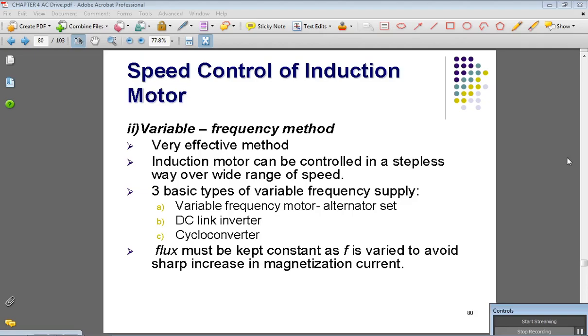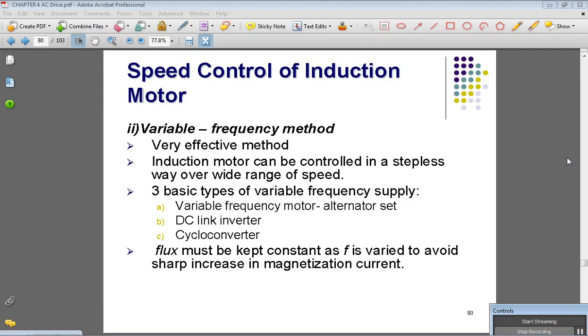The second approach to change the synchronous speed is by varying the frequency. This method is very effective because the motor can be controlled in a stepless way over a wide range of speed. We can change the frequency to any level that we desire to match the requirement. The higher the frequency, the higher the speed of the motor. Three basic types of variable frequency supply normally used to change the frequency level are the variable frequency motor alternator set, the DC link inverter, and the cycloconverter.